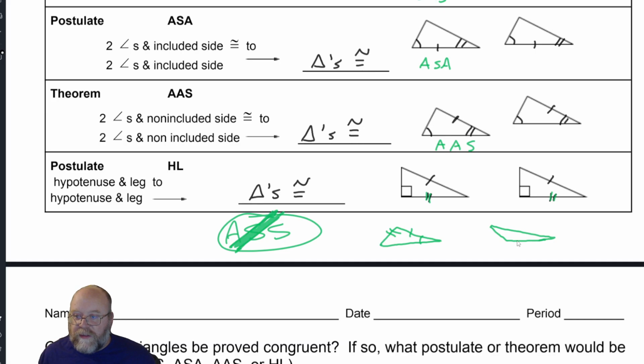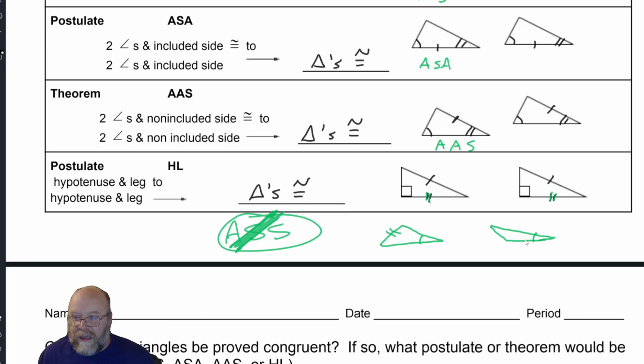Is it feasible to say that these angles might be congruent? Like if I drew it correctly, it could be feasible. I kind of messed this up already. Okay, so I did mess it up.